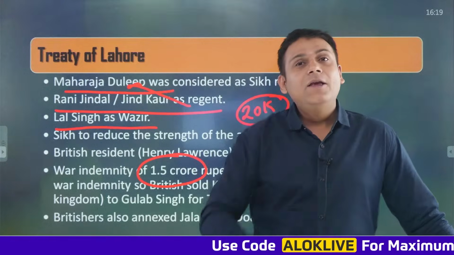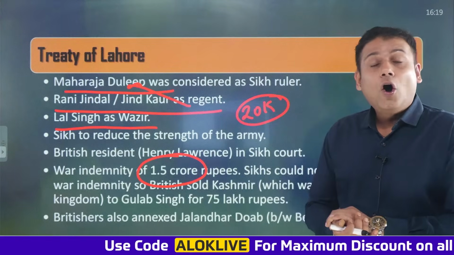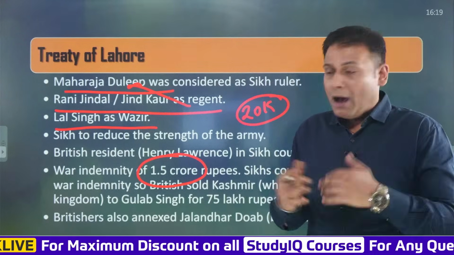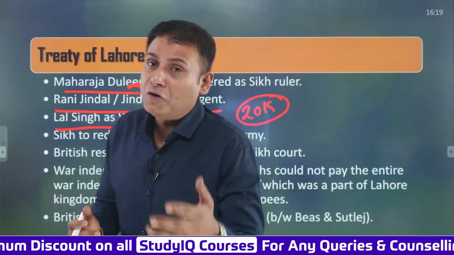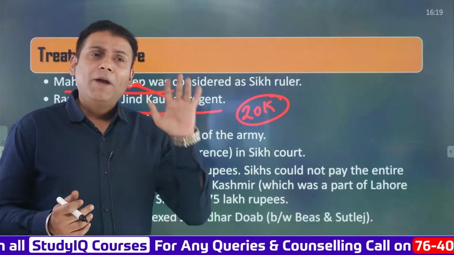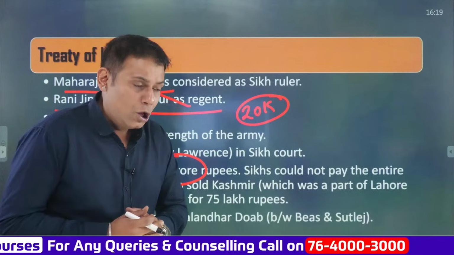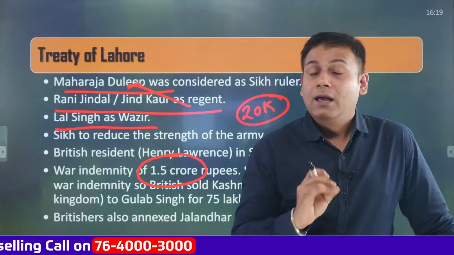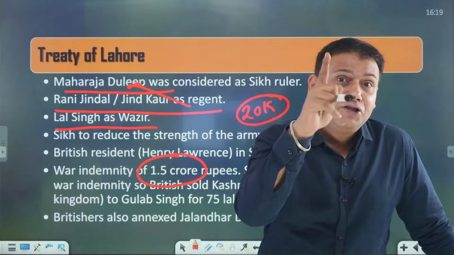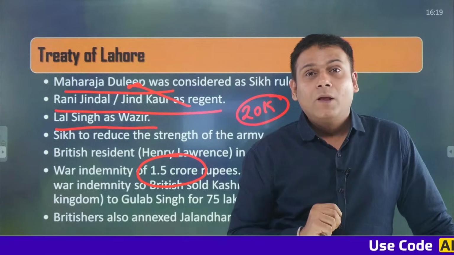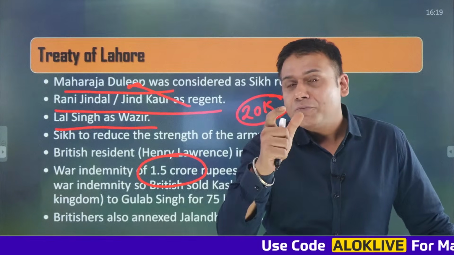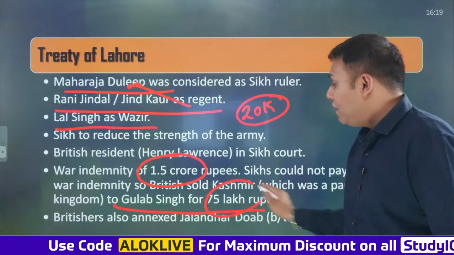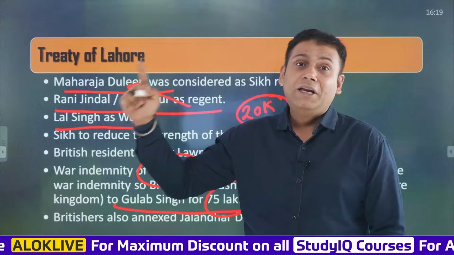Correct? Similarly, here as well, a war indemnity of 1.5 crore rupees was imposed on the Sikh Empire. Maharani Jindal Kaur said, right now I don't have that much money, so I can only pay you 1 crore rupees as war compensation. So the English East India Company said, no issues with that. You just pay a war compensation of 1 crore rupees to us, but we will also take away the region of Kashmir from the Sikh Empire. And as per many historians, the region of Kashmir was taken away from the Sikh Empire and sold to Maharaja Gulab Singh for 75 lakh rupees by the English East India Company.